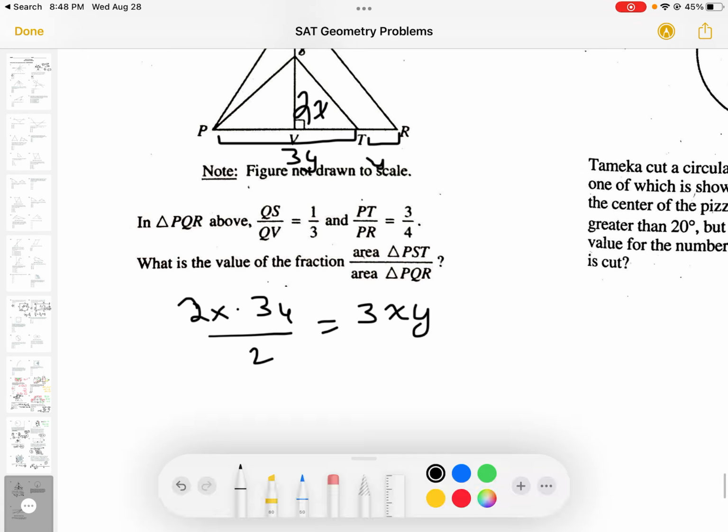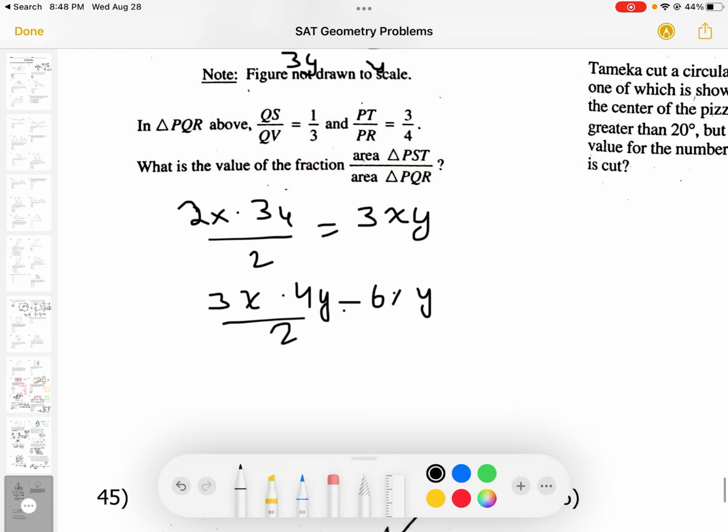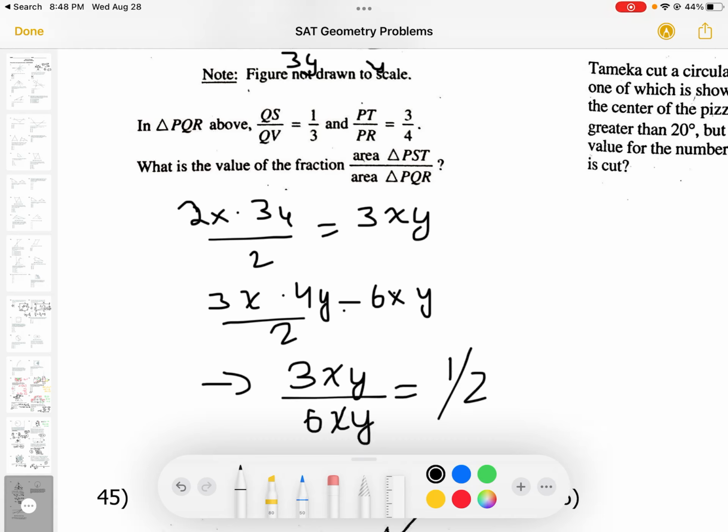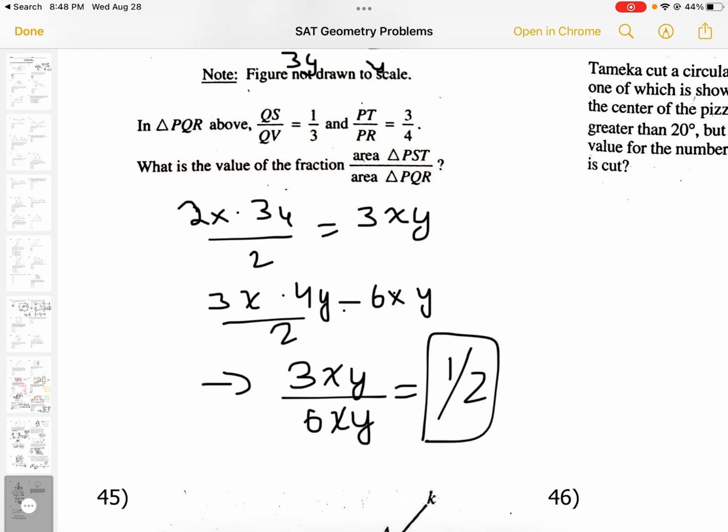The area of PQR is 3X times 4Y by 2, which is 6XY. Now the ratio they're asking for is just 3XY over 6XY, which is just 1 over 2. And that's our answer.